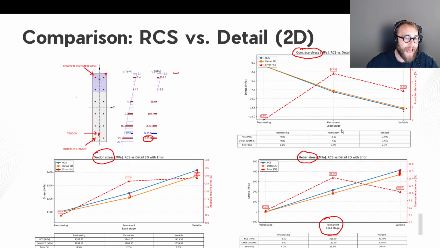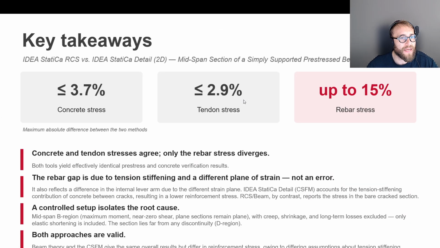So why is this happening? Let me give you some key takeaways that are coming out of this in-house verification. At first, the concrete stress and tendon levels are matching all over the construction stages, and give reasonable trust that the solution is perfectly aligned. There are stress differences on the rebar. Why is there up to 15% discrepancy?